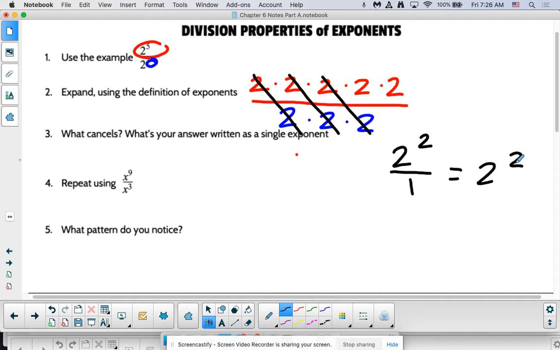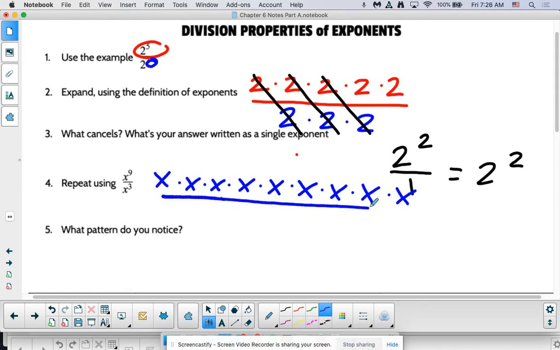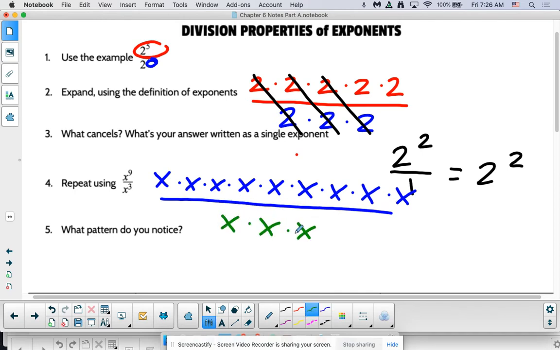Okay, let's try again with another example. We'll see if we have a pattern. Repeat using x to the 9th over x cubed. So I'm going to have 9 x's on top. 1, 2, 3, 4, 5, 6, 7, 8, 9. So x to the 9th over x to the 3rd.